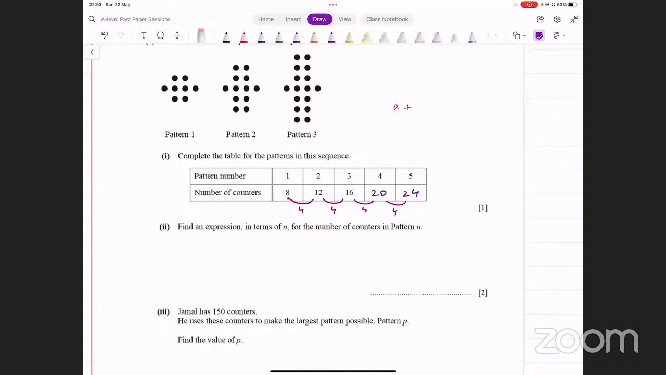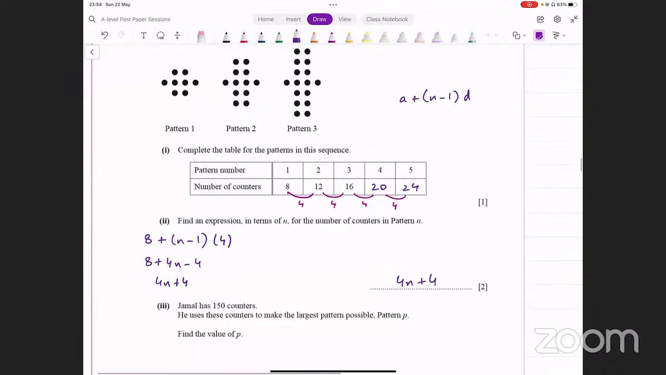A plus n minus 1 times d, where a is the first term and d is the difference. What's the first term? The first term is 8, plus n minus 1 times the difference. What's the difference here? 4. So it's going to be n minus 1 times 4. So simplify कर लें. That gives us 8 plus 4n minus 4, and that is 4n plus 4. That's the nth term for you. 4n plus 4. ये आपके पास nth term formula आ गया उसका.